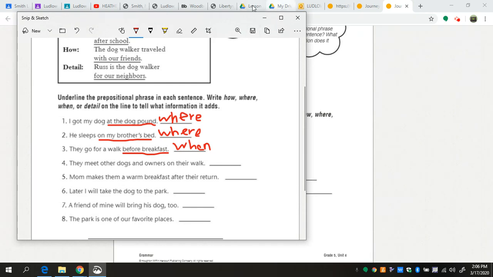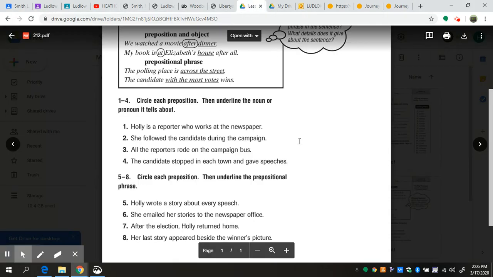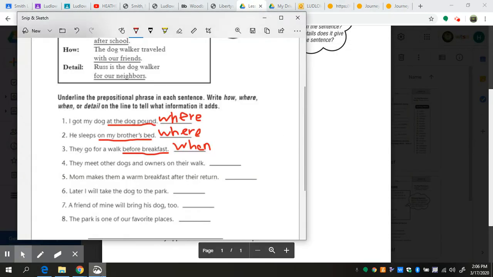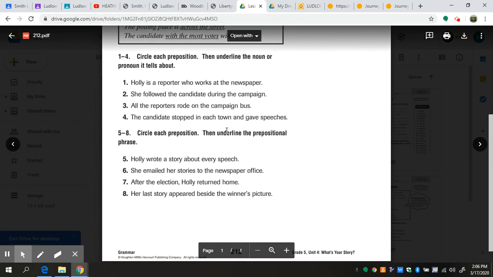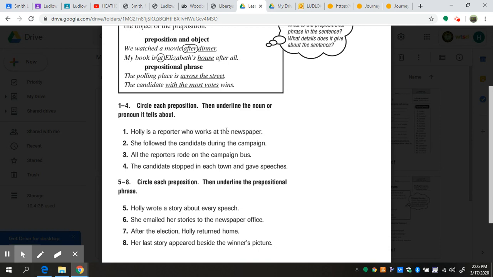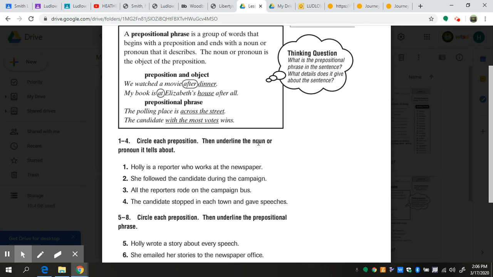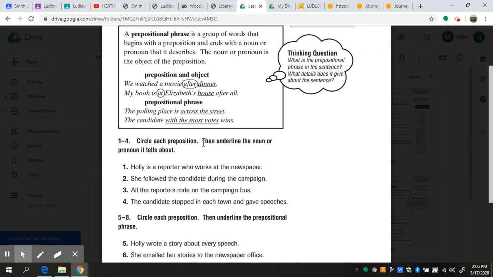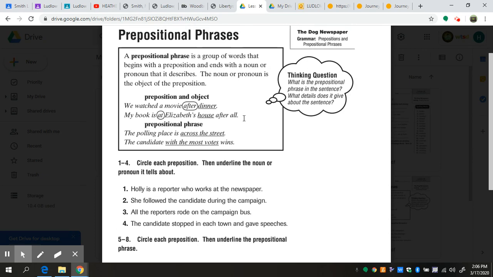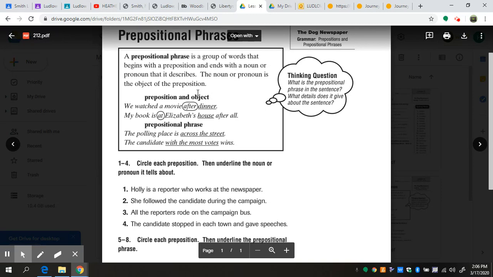Okay, excellent. So now let's look at the paper that you guys have to do today. Let's exit this out. So your activity today is page 212 on Cami, and it's pretty related to the one I just did on the projectable. So let's look at what the directions say. It says circle each preposition, then underline the noun or pronoun it tells about. Well, since we didn't practice that on the previous page, let's look at the example that they give us here.